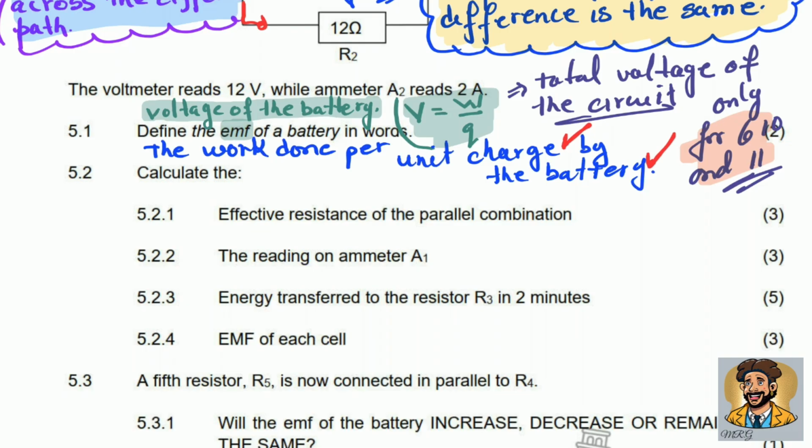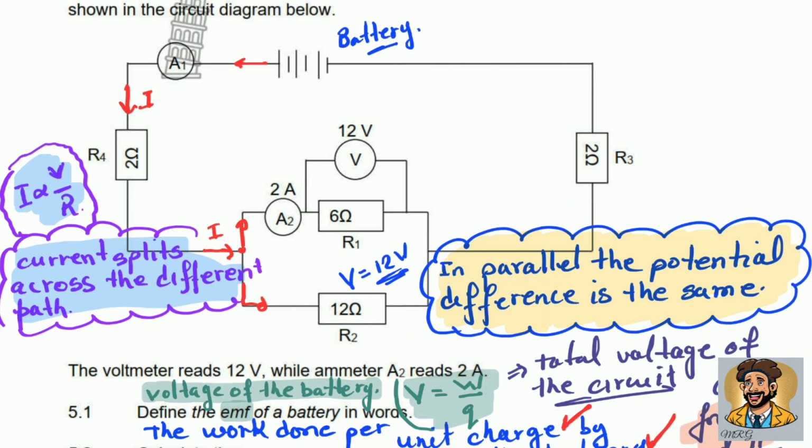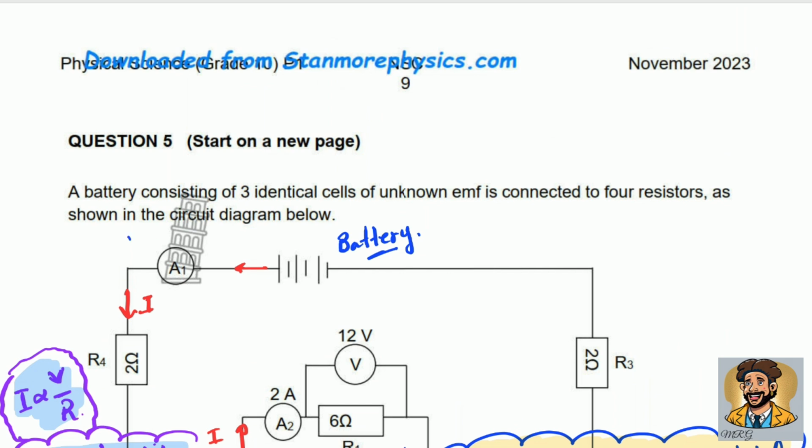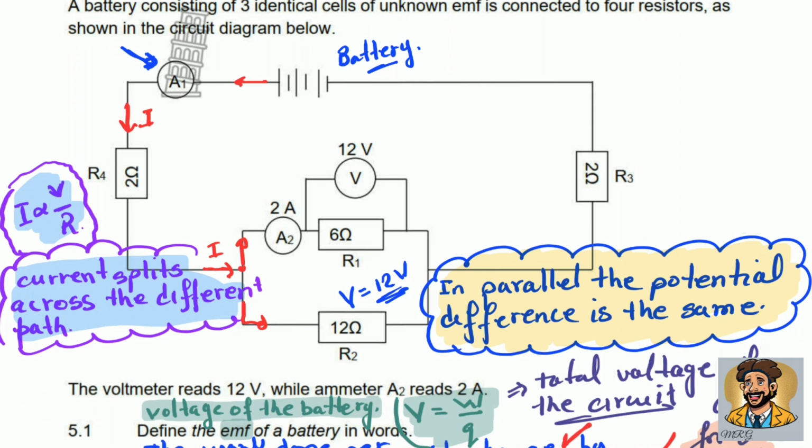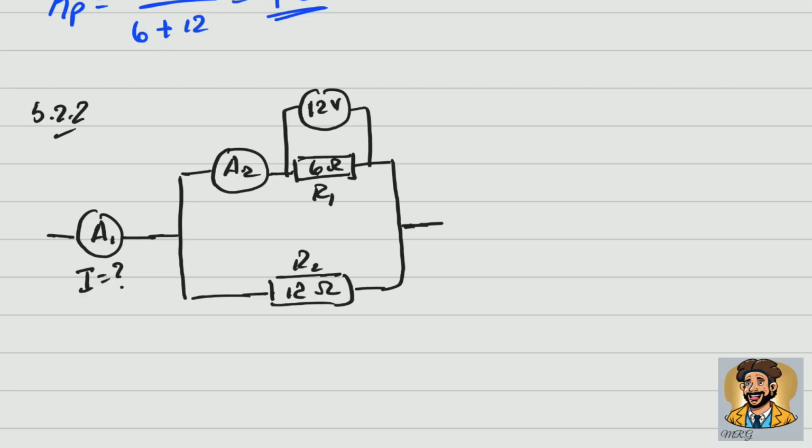Okay, the next question says calculate the reading of the ammeter A1. Now, where is A1? A1 is here on top. A1 is reading the total current of the circuit. There are different ways of doing this one. First, we can use the parallel connection because we know the current of this specific resistor there. Alright, so we're going to use that one. Remember, we are looking for the total current of the circuit. So this is our circuit, and we're looking for that current.